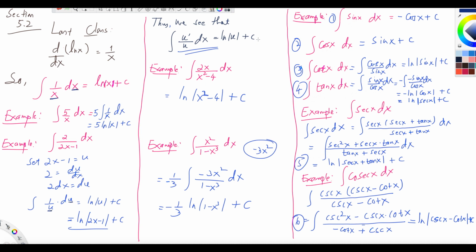That's what we learned. Okay guys, so in the next video I will show you more examples from the book on how to find the integral of many other functions using these techniques that we learned in this video.